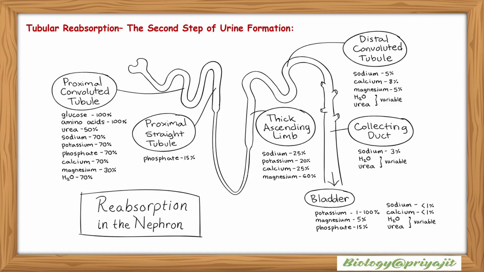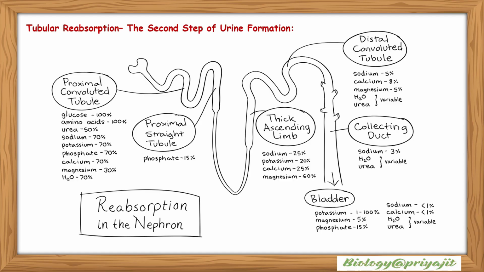Now we'll study the second step of urine formation, that is tubular reabsorption. Tubular reabsorption is the process where the water and useful substances from the filtrate are taken back into the blood. As the filtrate flows through the nephron tubules, about 99% of water along with electrolytes, glucose, amino acids and other essential molecules are reabsorbed into the peritubular capillaries via the renal medulla's interstitial fluid.